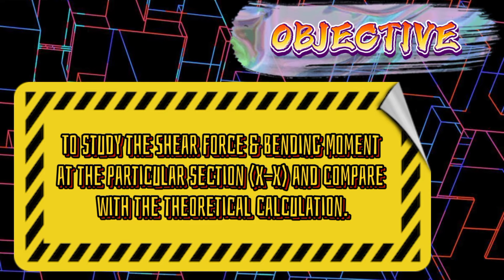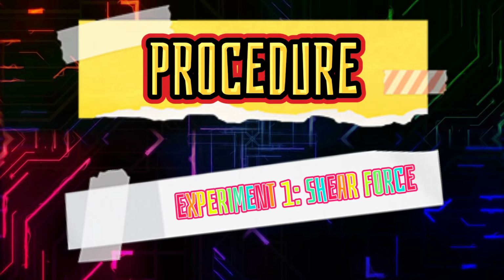The objective of this experiment is to study the shear force and bending moment at a particular section, which is section X to X, and compare with the theoretical calculation. Procedure for experiment 1, shear force.